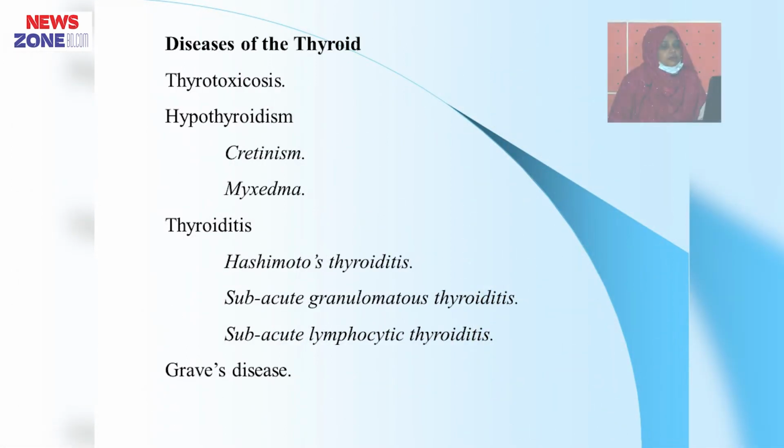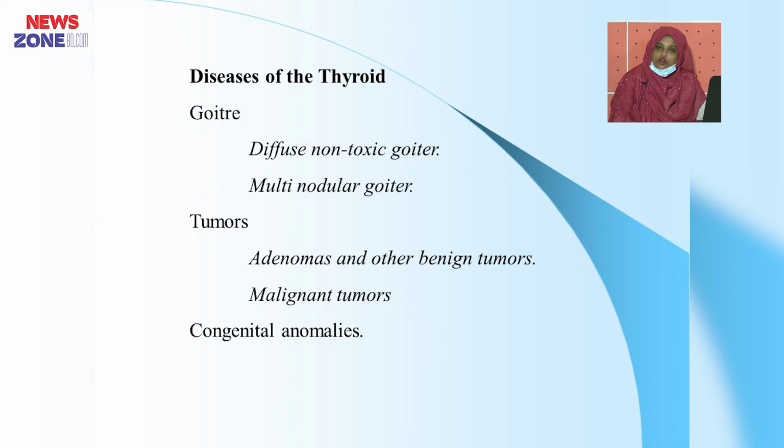Now, dear student, we come to our pathology portion. What are the diseases of the thyroid gland? The diseases of the thyroid gland include thyrotoxicosis, hypothyroidism, which includes cretinism and myxedema, then thyroiditis. It includes Hashimoto thyroiditis, subacute lymphocytic thyroiditis, subacute granulomatous thyroiditis, then Graves' disease, goiter. Goiter includes diffuse non-toxic goiter and multinodular goiter. Then tumors, which may be benign or malignant. These are the diseases of the thyroid gland.